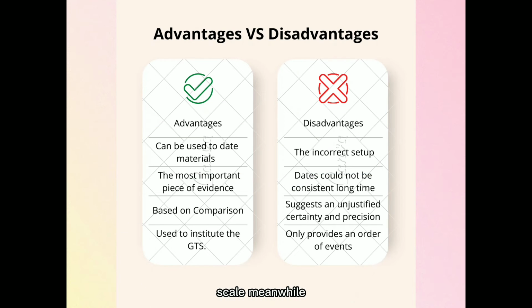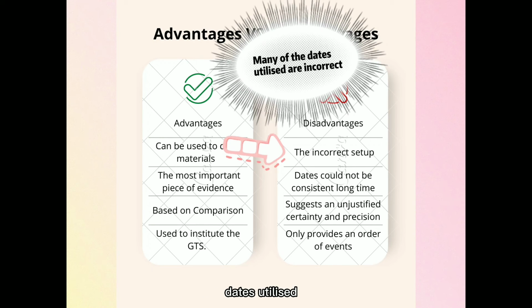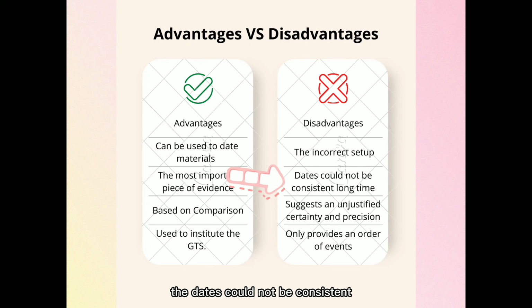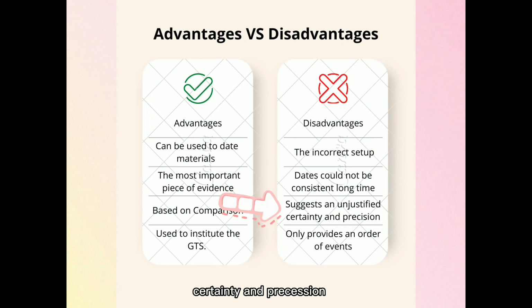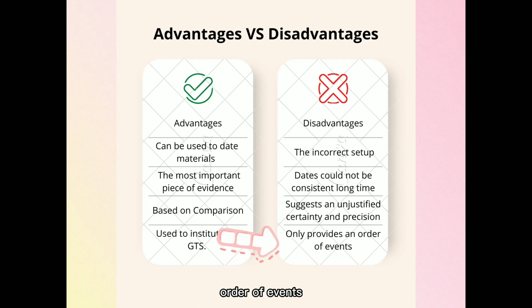It is also used in geochronology to establish the geological timescale. Meanwhile, the disadvantages of absolute dating are due to incorrect setup, where many of the dates utilized with this method are incorrect. The dates could not be consistent over a long period of time. This method also suggests an unjustified certainty and precision, and it only provides an order of events.